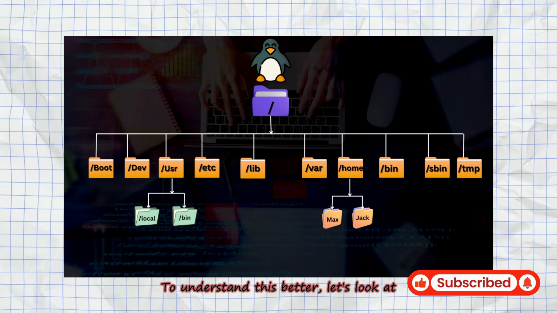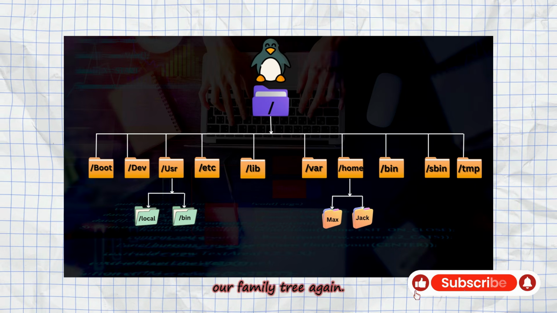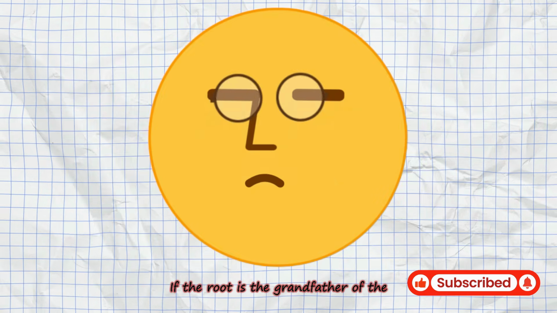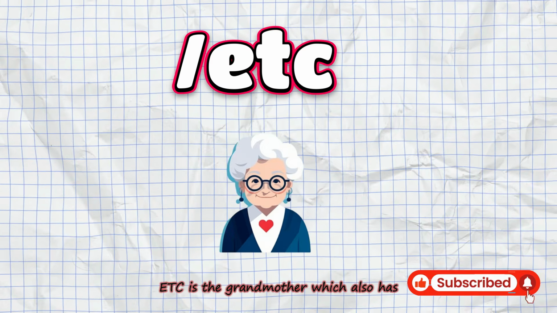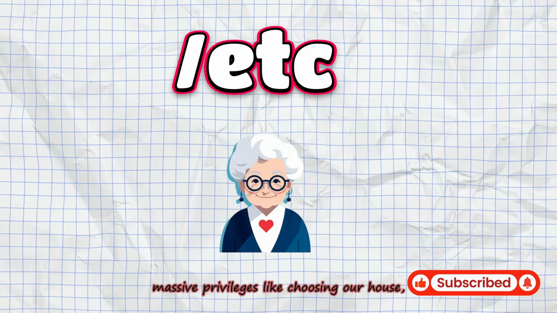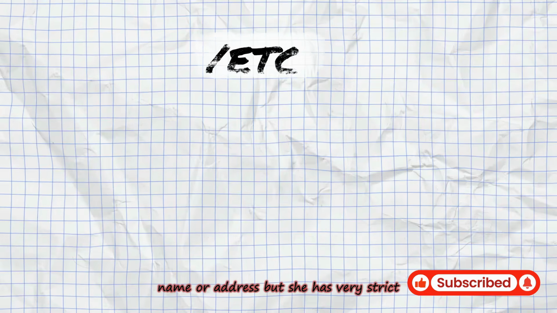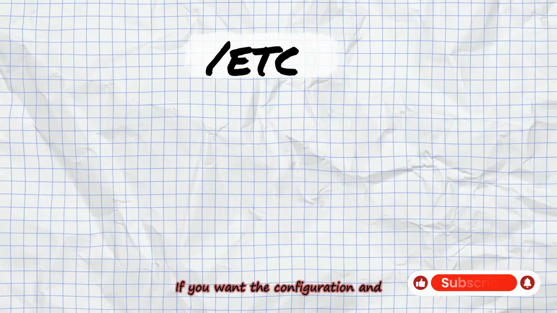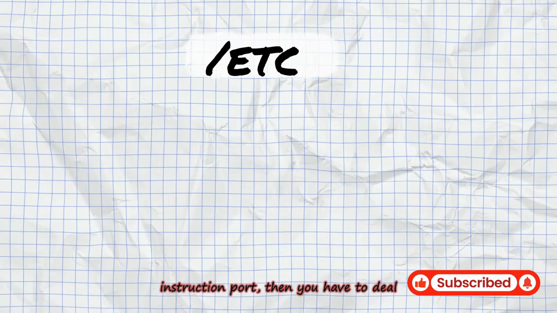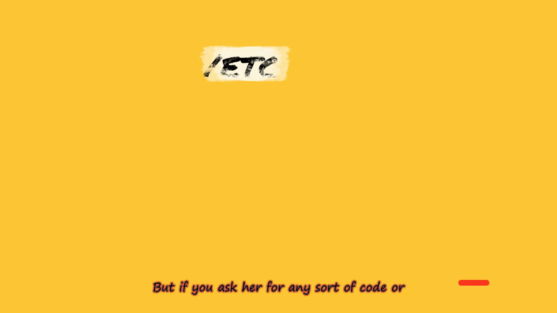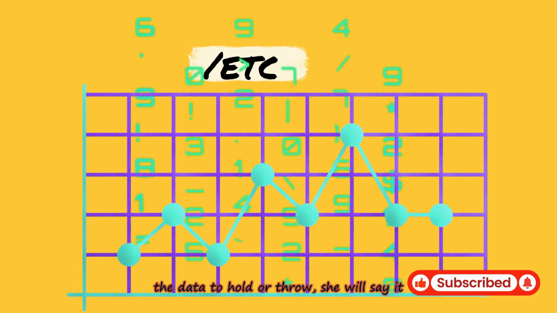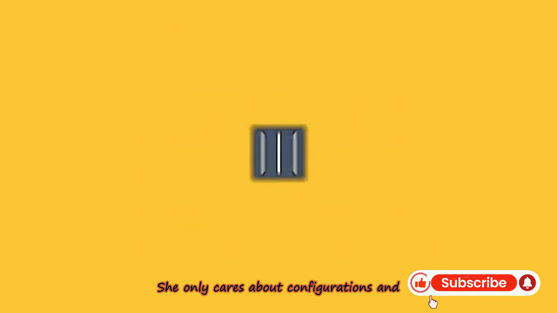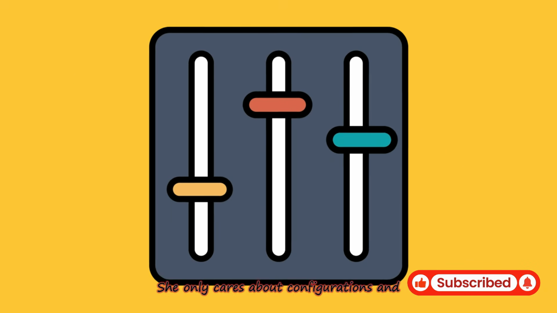To understand this better, let's look at our family tree again. If the root is the grandfather of the system, which has all the permissions, then etc is the grandmother, which also has massive privileges, like choosing our house, name or address. But she has very strict boundaries. If you want the configuration and instruction part, then you have to deal with her. But if you ask her for any sort of code or data to hold or show, she will say it is not my cup of tea. She only cares about configurations and nothing else.